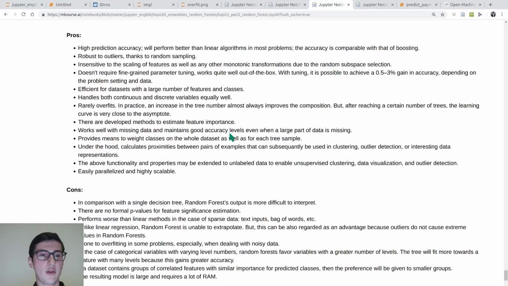Random forest is also very easily parallelized. If you need to train 1,000 trees, you can have 10 machines, and each machine is going to train 100 trees, and then you'll just average the results from all of the machines.